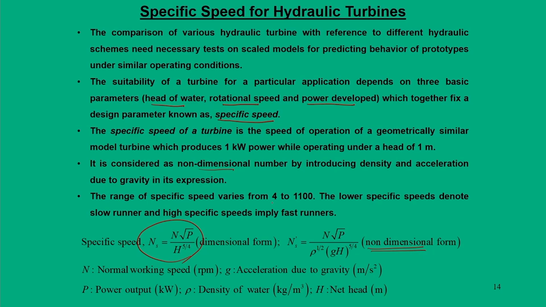So, we will just say the specific speeds for all types of hydraulic turbines vary from 4 to 1100. The main significance of this specific speed is that lower specific speeds denote slow runners, and high specific speeds imply fast runners.